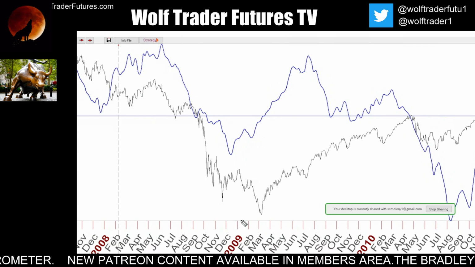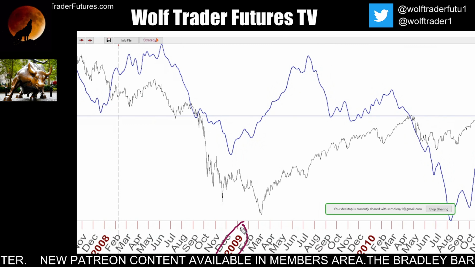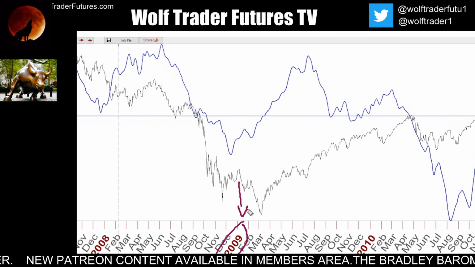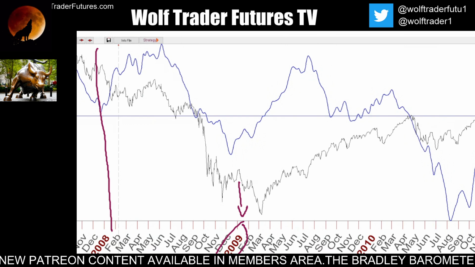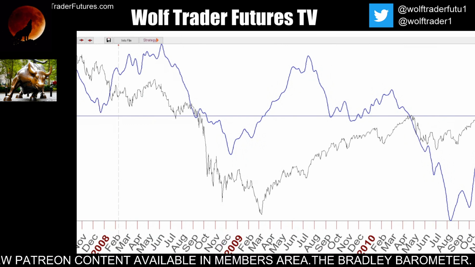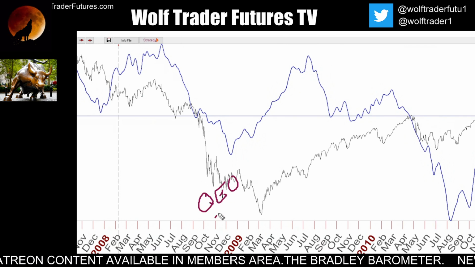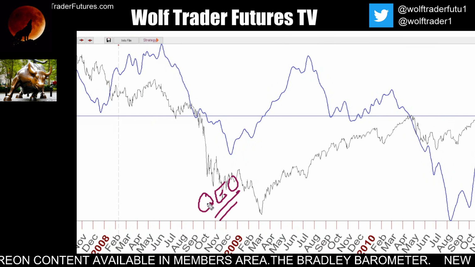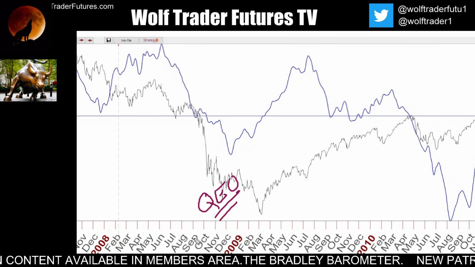So this is really around the time of the financial crisis. Down here you can see this is 2009 down into here, and this is the crisis into here, and this was a time when the Bradley worked well. The Fed wasn't that strong yet. I mean, the Fed really started with QE0 right into here, into this October-November period. QE is quantitative easing, and so this was QE0.